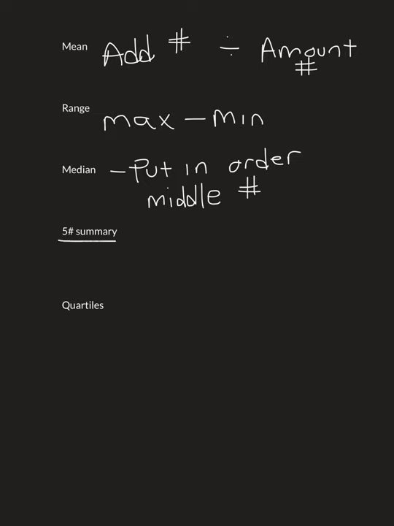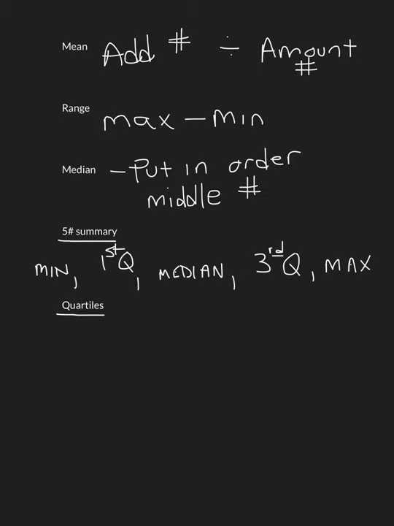Now we talk about our 5-number summary. Our 5-number summary is going to start with the minimum, the smallest number in the list. Then it's going to go to what we call our first or lower quartile, and we'll talk about what that is in a second. Then my median, which we just said is the middle of the list. Then it's going to go to my third or upper quartile. And then the maximum, the largest number. Those 5 numbers are going to be referred to as our 5-number summary.